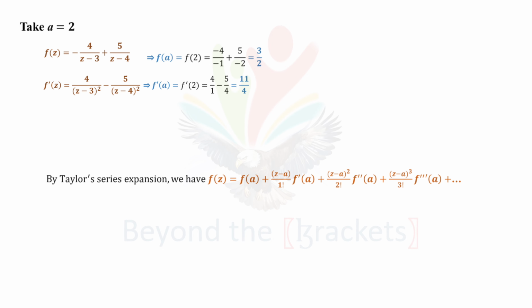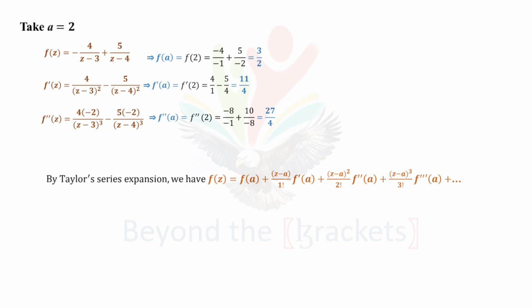Differentiating this again, this is of the form 1 by z square. Differentiation of this will be minus 2 by z minus 3 whole cube, where 4 is constant. Minus for the next term, 5 is constant. Differentiation of this will be minus 2 by z minus 4 whole cube. F double dash of a for a equal to 2 will be minus 8 by minus 1 plus 10 by minus 8, so that will be 27 by 4.